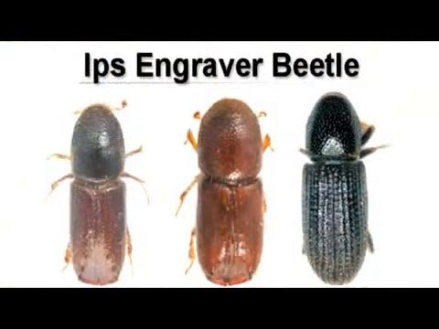With 3 different species of Ips, a specific engraver beetle is basically identifiable by its size. All 3 species are reddish-brown to black, with a distinctive scooped-out and spined posterior.